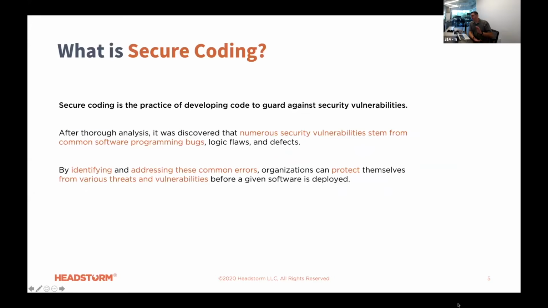So, introduction and overview. What is secure coding? Secure coding is the practice of developing code to guard against security vulnerabilities. Numerous security vulnerabilities stem from common software programming bugs. And we have seen this time and time again in various breaches throughout the past couple of years that because somebody has coded something incorrectly, it's led to a breach. And by identifying and addressing these common errors, companies can protect themselves before the software is deployed.